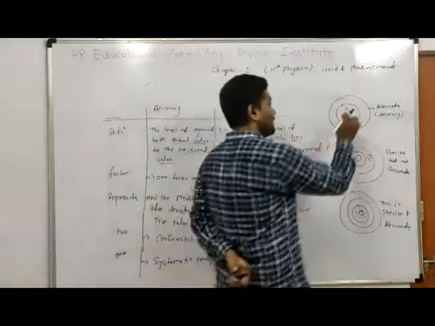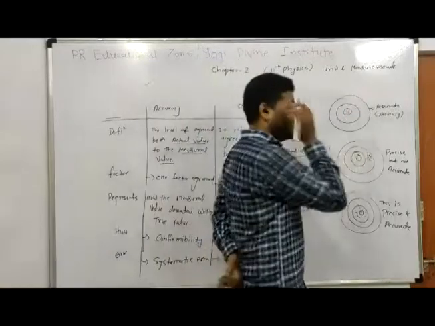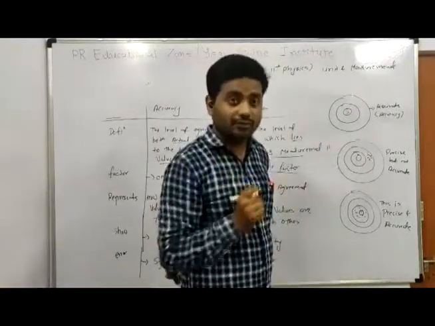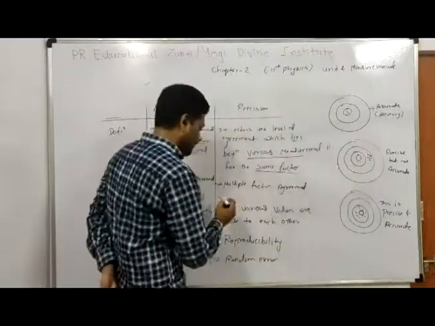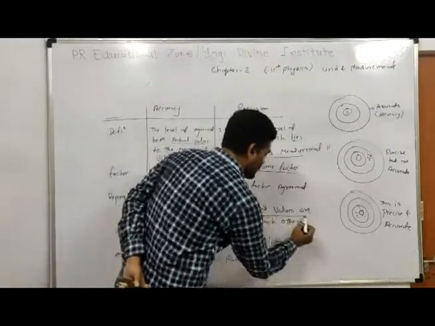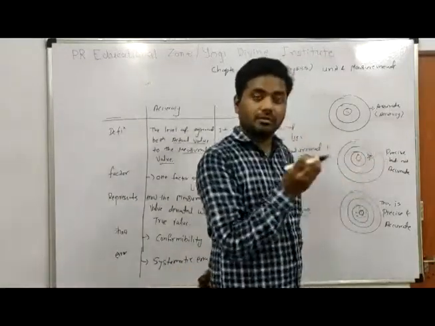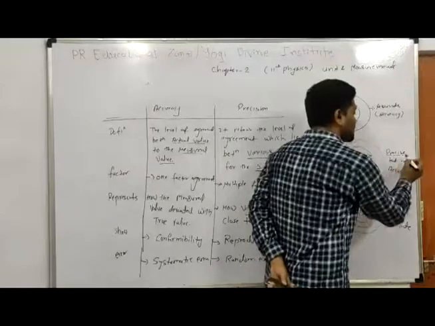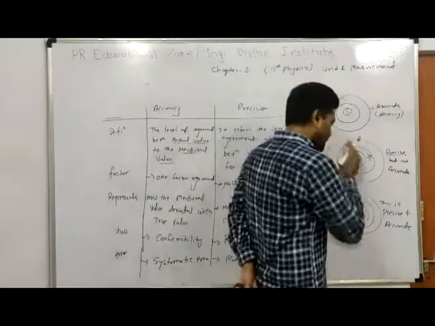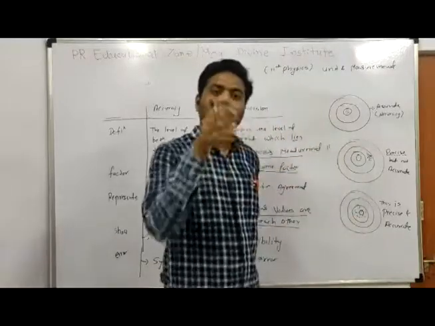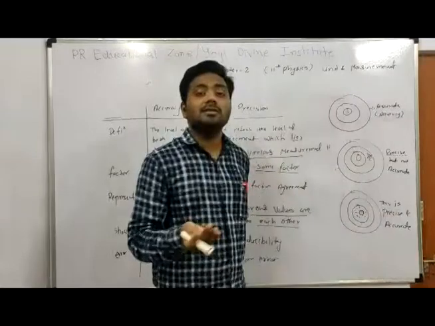In this case, what happens? Very few values are close to the actual values, so this will show the accuracy of this measurement. But in this case, the various values are close to each other, so this will show the precision. This will show the precise value, but not the actual value of the measurement. Fine. And in this case, all the values lie in the same place, so this is accurate as well as precise.